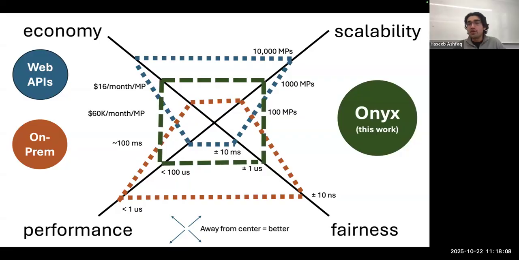And then Onyx, this is at the center where we try to do well on all four axes, where we try to improve performance as well as fairness while achieving a low cost and high scale.